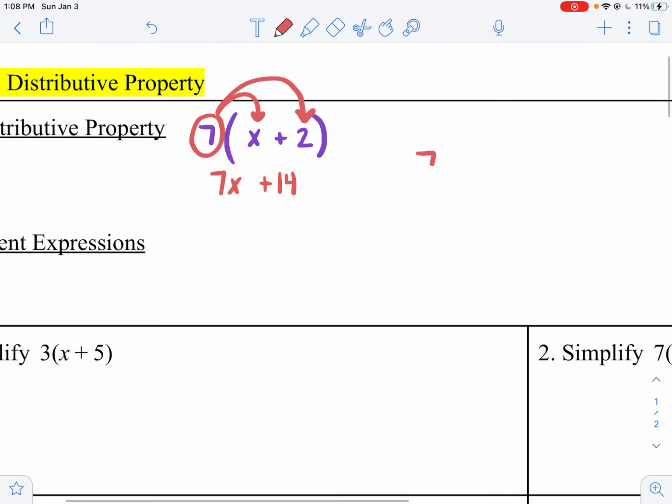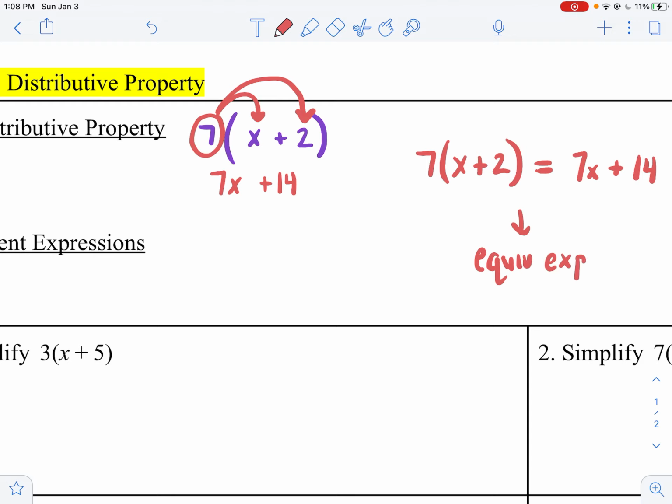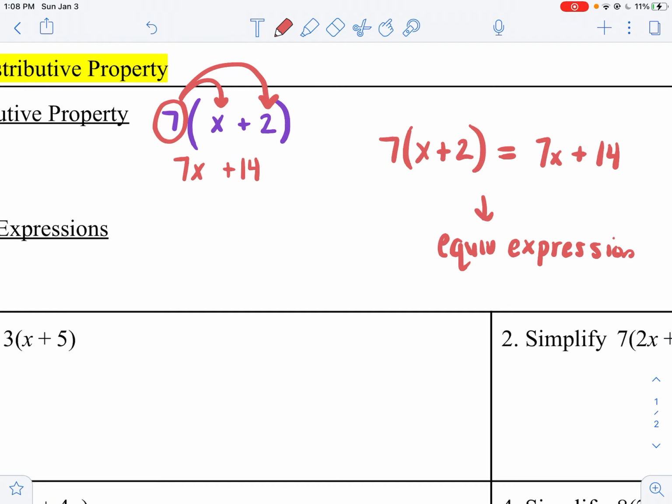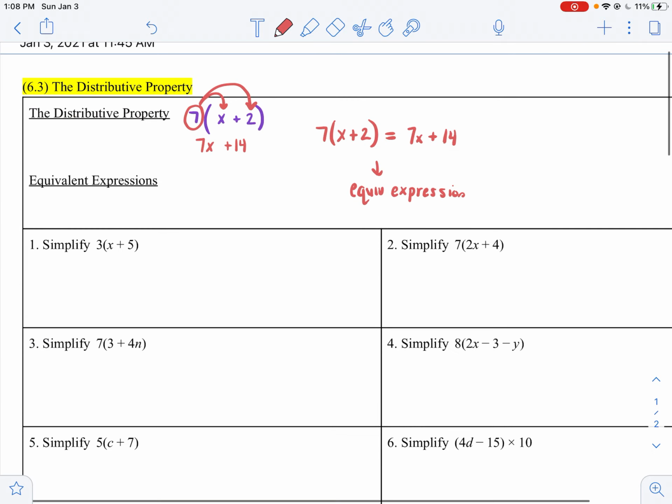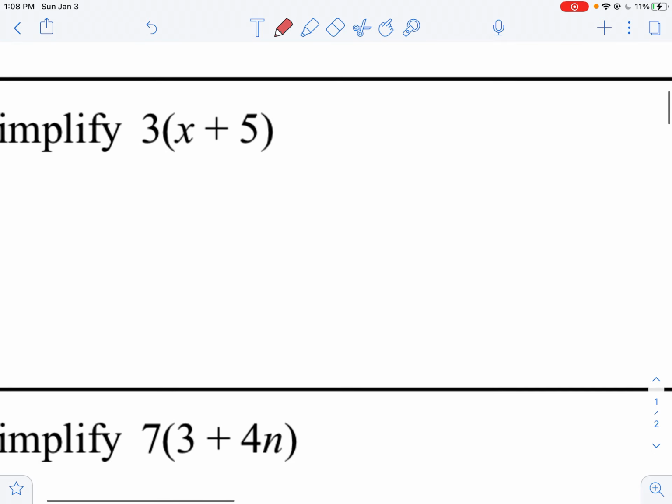Now these expressions are equal. I could say 7 times (x plus 2) equals 7x plus 14. These are equivalent expressions. They are equal in meaning, okay? Now, it's difficult for us to understand right now why we would do this, because there's no meaning behind it. But these are just properties that allow us to do certain things in math, okay? So let's practice some of these.